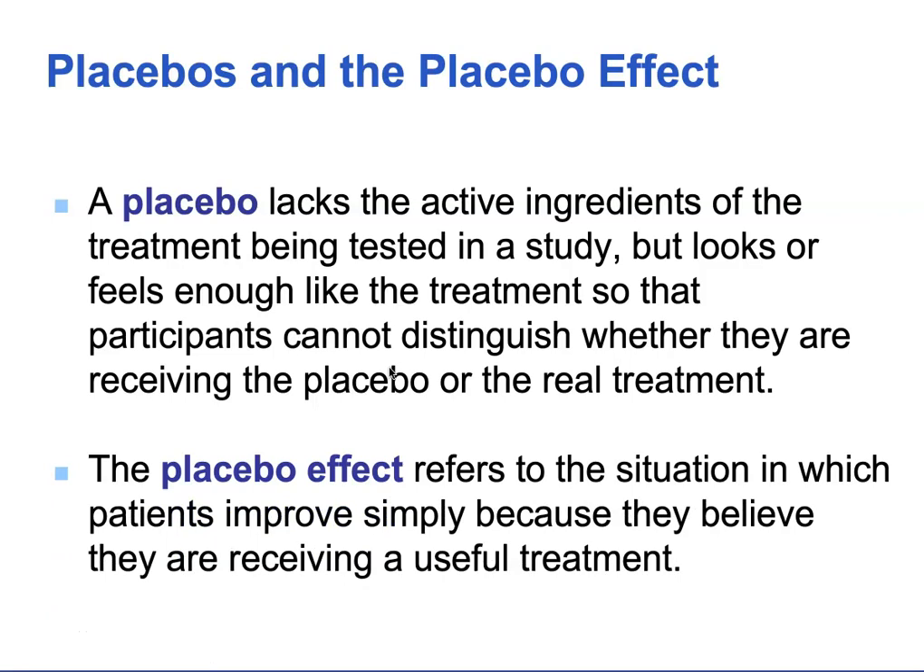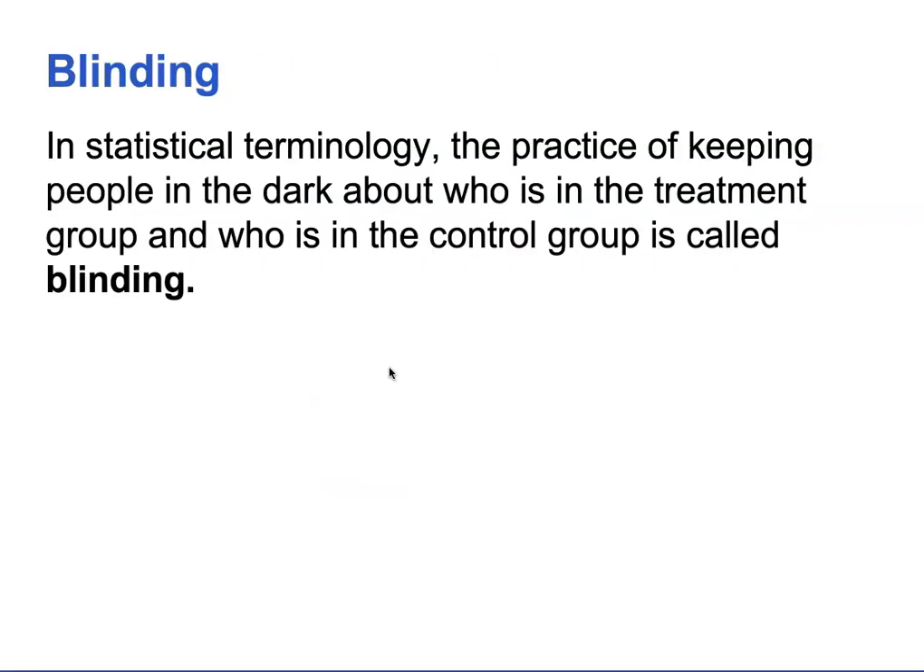They are getting a placebo. The placebo effect refers to the situation in which patients improve simply because they believe they're receiving the useful treatment. Some people, when they get it, all of a sudden they will say that they are getting the effects that you said the treatment would give them. And that's called the placebo effect when they're not really receiving it. Blinding. In statistical terminology, the practice of keeping people in the dark about who is in the treatment group and who is in the control group is called blinding.